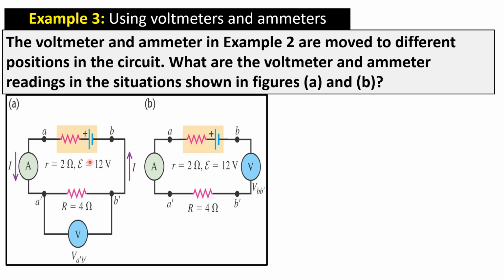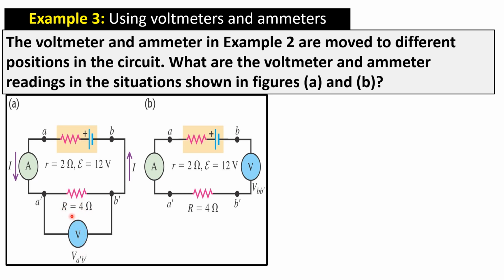Okay, figure A and figure B. Notice that the voltmeter has been transferred. Earlier it was connected across points A and B. Now it is transferred across points A prime and B prime. In other words, this voltmeter is measuring the voltage across the big R.